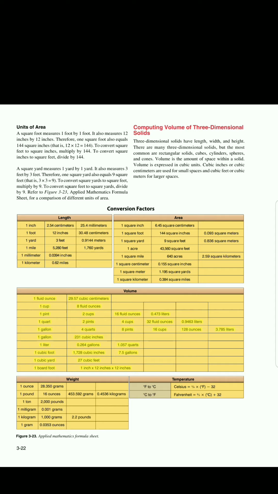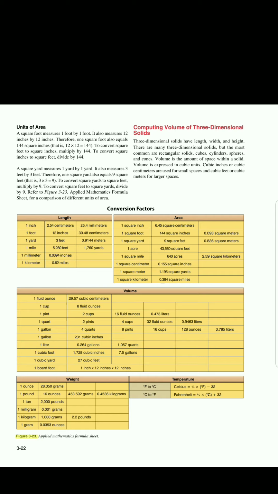8 pints, 16 cups, 128 ounces, 3.785 liters equal 1 gallon, 231 cubic inches. 1 liter equals 0.264 gallons or 1.057 quarts. 1 cubic foot equals 1,728 cubic inches or 7.5 gallons. 1 cubic yard equals 27 cubic feet. 1 board foot is 1 inch by 12 inches by 12 inches. Weight: 1 ounce equals 28.350 grams. Temperature: degrees Fahrenheit to degrees Celsius, and degrees Celsius to degrees Fahrenheit.